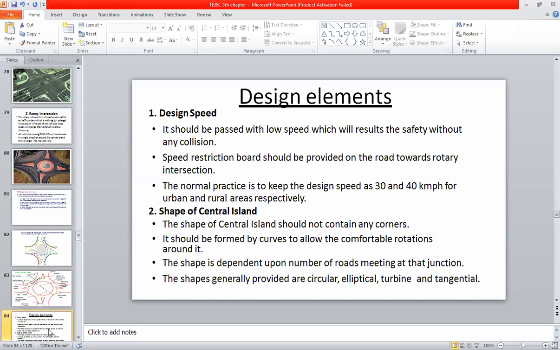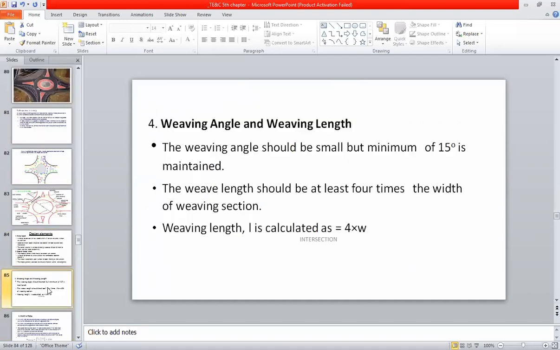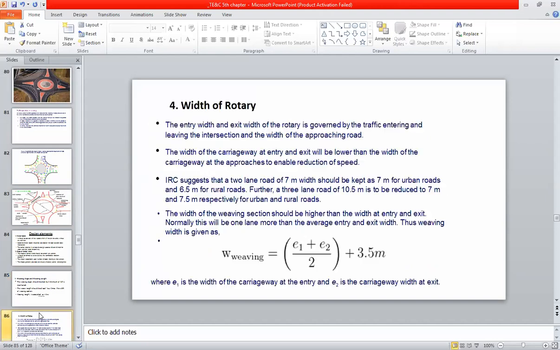Now the next point, our next design element, is the weaving angle and weaving length. This weaving angle should be small, and a minimum of 15% should be maintained, while the weaving length is calculated as L is equal to 4W, where W is the width of rotary intersection.